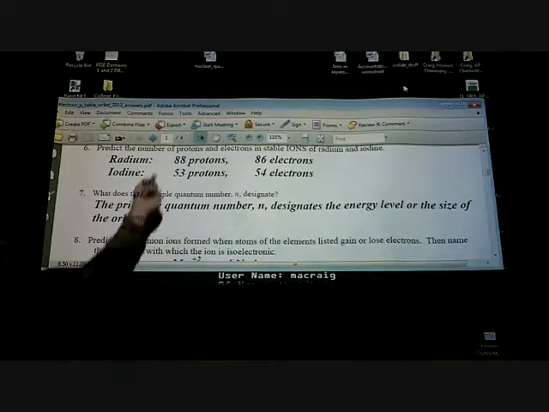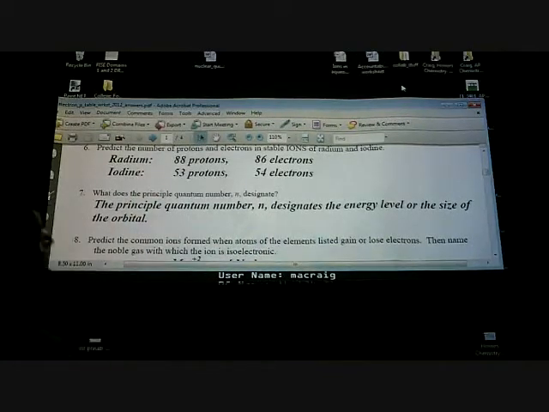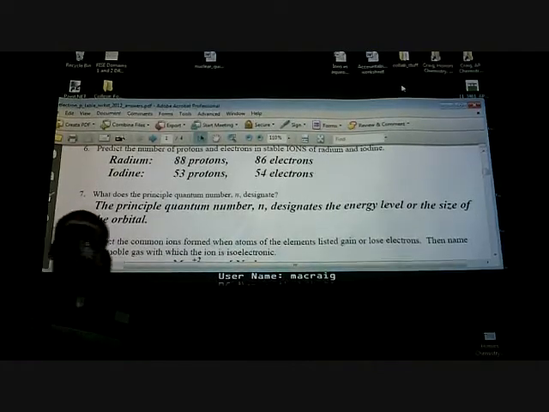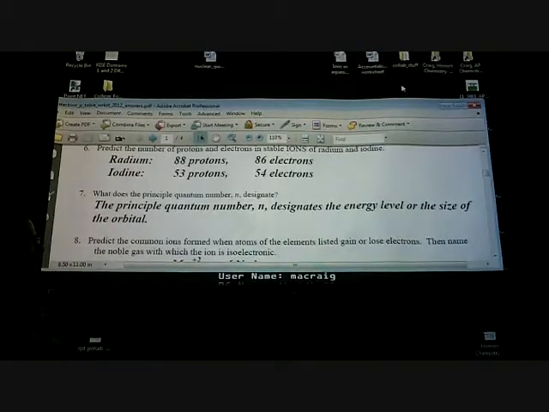Number 8 is a lot like number 6. That was probably the most asked question last night. Predict the common ions formed when atoms of the elements listed gain or lose electrons. So again, you need to know what the tendencies are. Do metals want to lose electrons or gain electrons? If so, how many? Then name the noble gas with which the ion is isoelectronic.